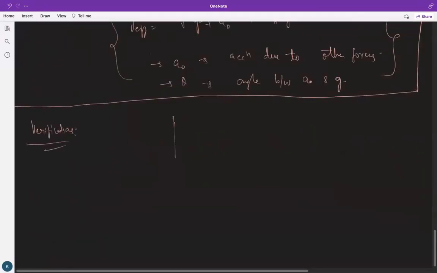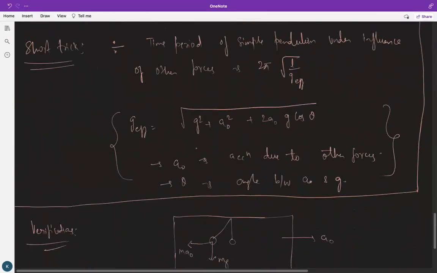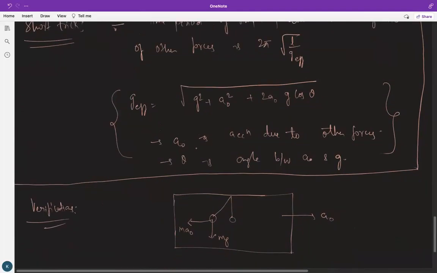So we have a car, right? And it is actually accelerating with an acceleration A naught. And there is our pendulum, which is under the influence of two kinds of forces. One is the gravity force, which is acting vertically downward, and one is the pseudo force, which is acting in the backward direction, which is m A naught. Right. So these are the two kinds of forces which influence our simple pendulum.